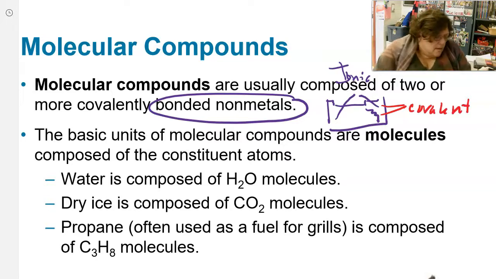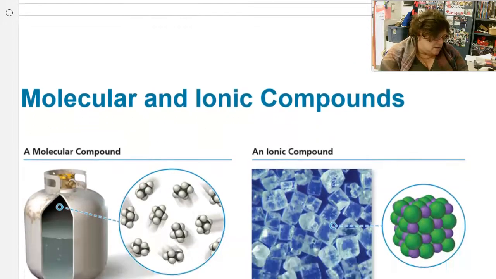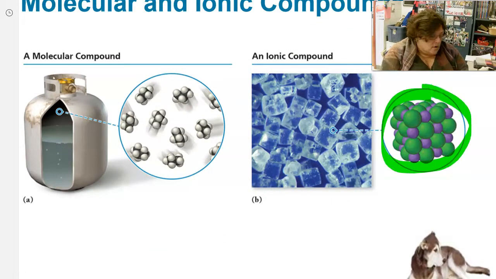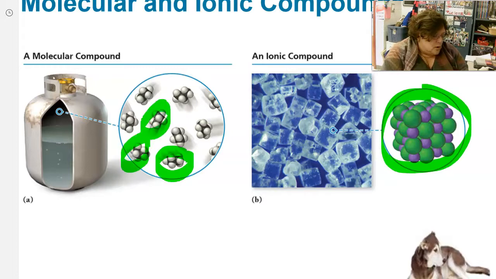All right. The basic units of molecular compounds are called molecules, and they are composed of the constituent atoms. In other words, they're made of the atoms that make up the compound. Water's H2O, dry ice is CO2, propane is C3H8. So, here we've got that crystal lattice again. Over here you can see we have individual molecules. So the crystal lattice for salt, even though there's lots of sodiums and chlorines in there, when you break it all down it's a 1-to-1 ratio, so you write it like this.